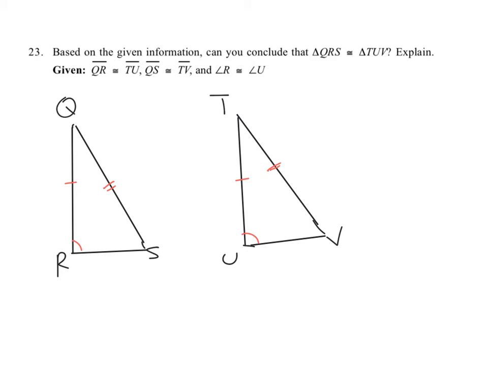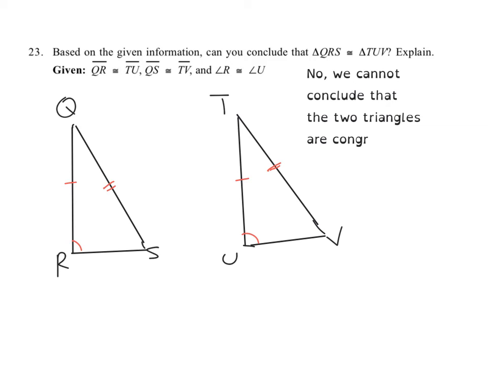What do we have? We have side, side, angle, otherwise known as angle, side, side. And as we know, angle side side is not a congruent statement. So how would you say this? I would say, no, we cannot conclude that the two triangles are congruent.